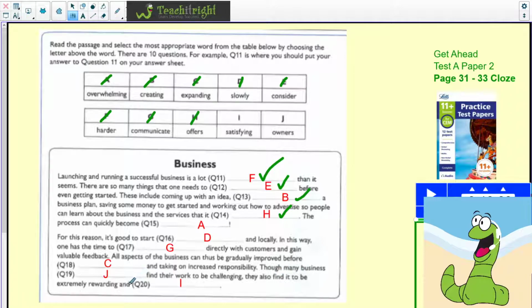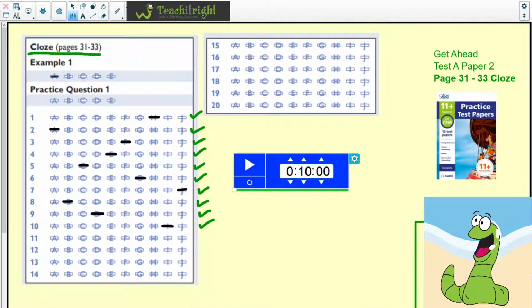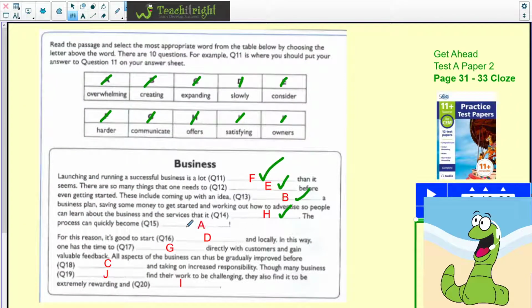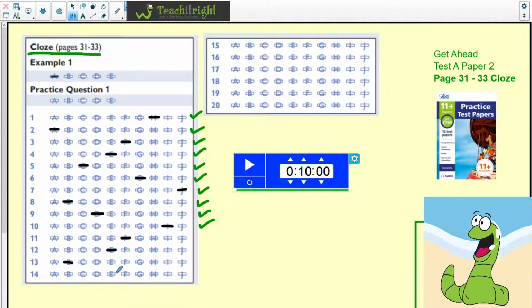Though many business owners find their work to be challenging, they also find it to be extremely rewarding and, the last one, satisfying. So again, if we just go back to the multiple choice sheet, so we've got FEB, let's just make sure we mark these down. So FEB, and as I said earlier, it is important you do this usually as you're going along, so one question at a time. HAD, and this is mainly because if the timer stops, then you've marked everything down. So HAD.